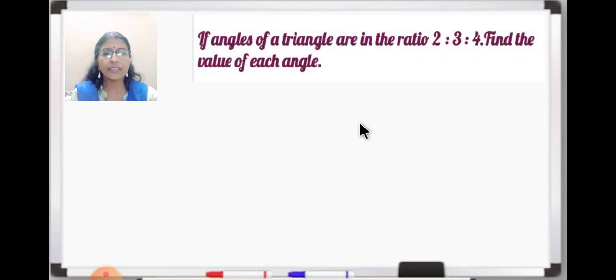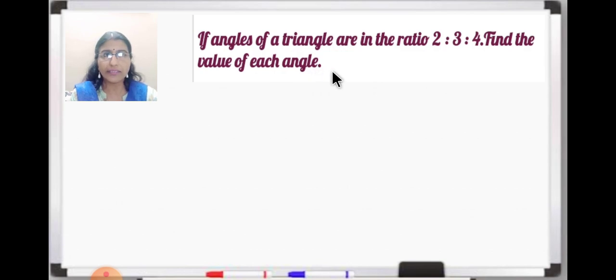So the first question, children, you will keep your notebook open, you will write down the question, you are going to solve it and you are going to see whether you have got the same answer which I am showing you. If angles of a triangle are in the ratio of 2:3:4, find the value of each angle.